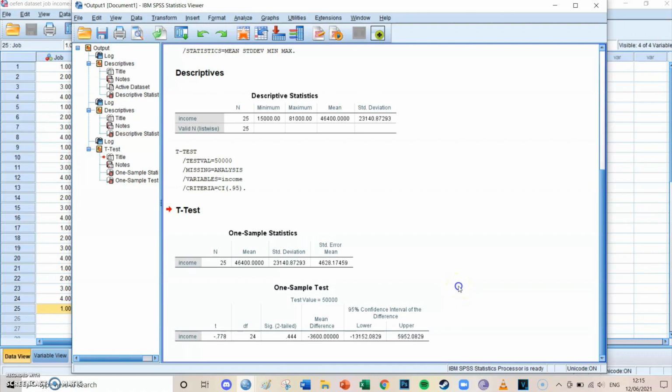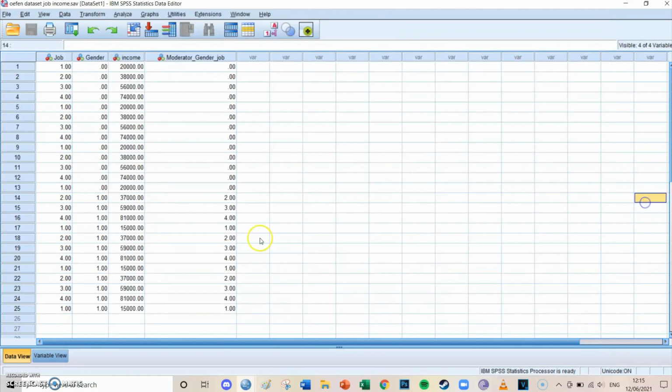If you want to compare two groups within your sample, so for example, you want to compare the incomes of job 1 and job 2, then it could be either an independent t-test or a paired samples t-test. And I recommend looking at my videos, I think it's episodes 11 and 12, in which I explain that. So that was it for today. Quite a short video, but the one sample t-test is quite easy.